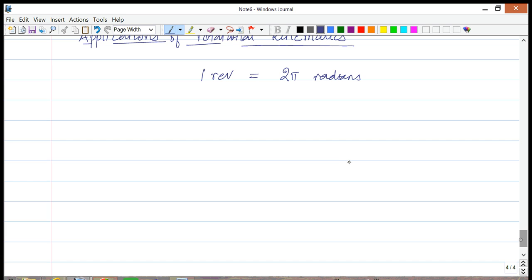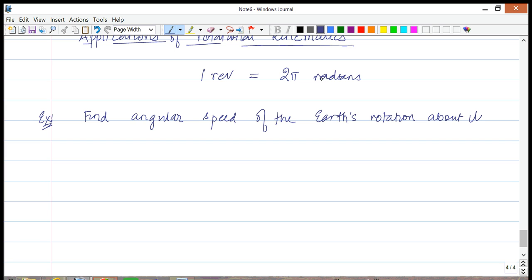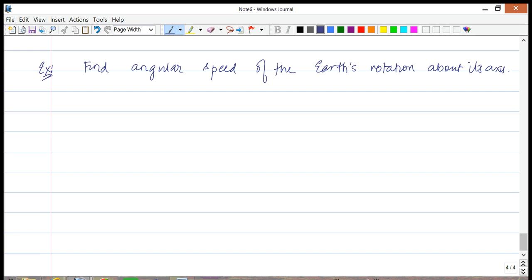For example, one of the things could be, find the angular speed of the Earth's rotation about its axis. It's a very simple question to answer, but let's see how we think about these things. To find the angular speed, you need two things: some angle and some time.